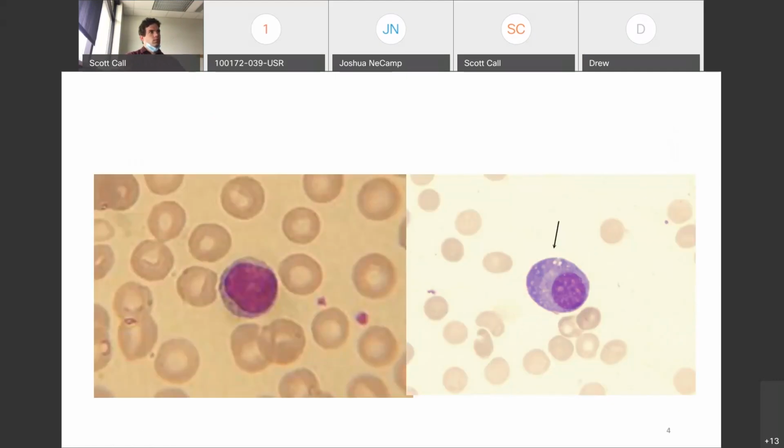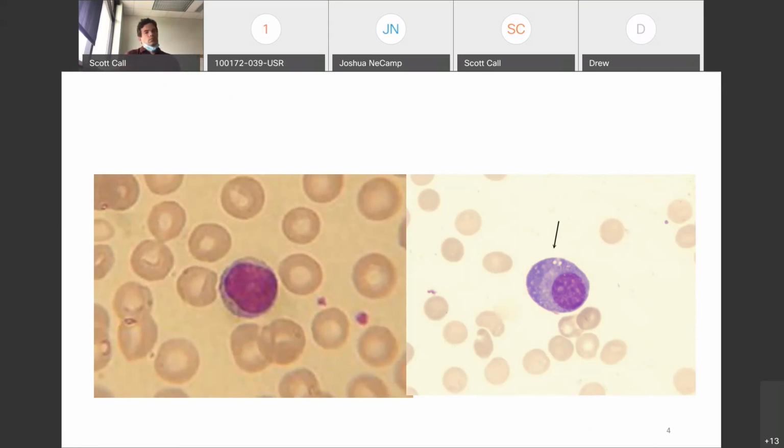So this is a picture, just so you can see a little bit of the differences. The picture on your left-hand side, the cell that's mostly nucleus, that is a lymphocyte. The key feature of a lymphocyte is that it's almost all nucleus. There's a very thin rim of cytoplasm, and it's about the same size as a red blood cell.